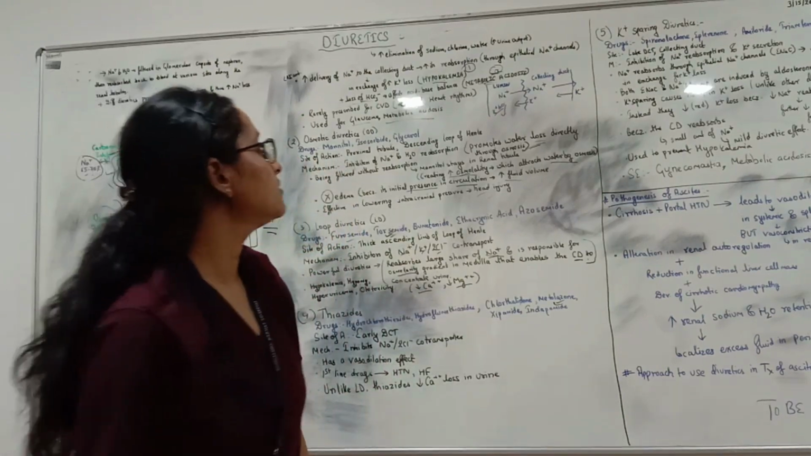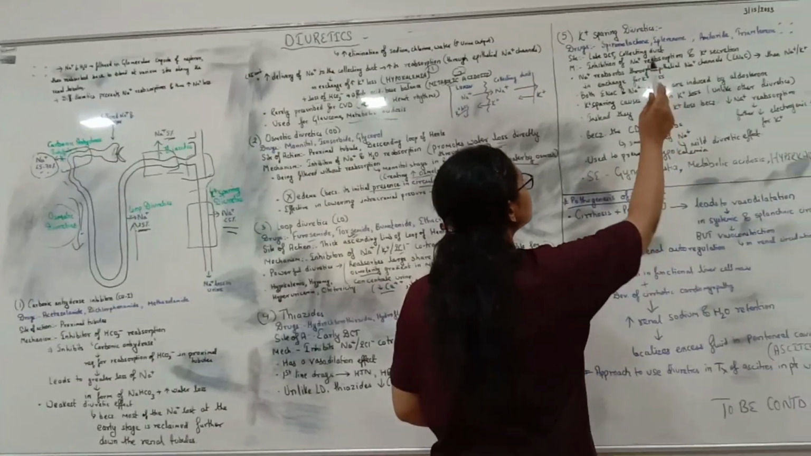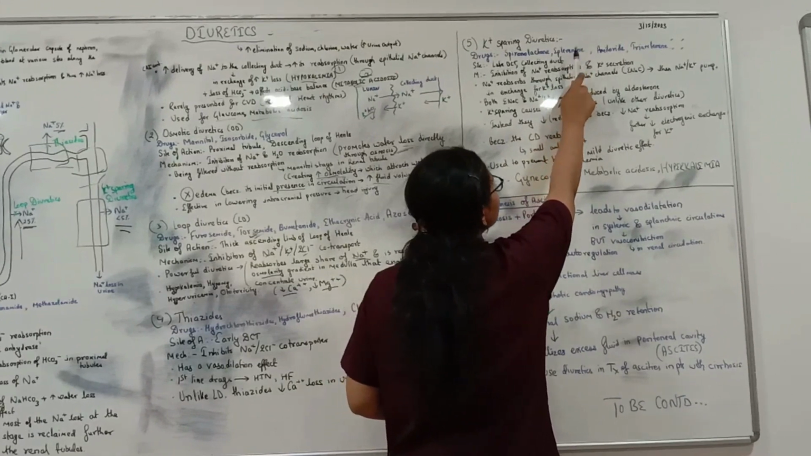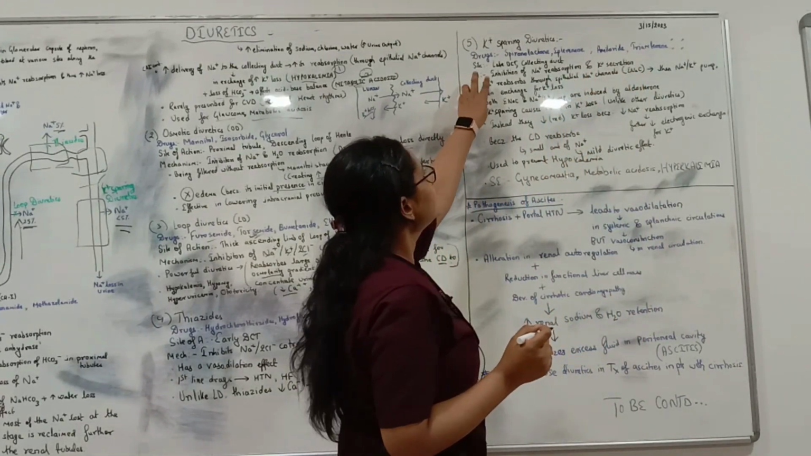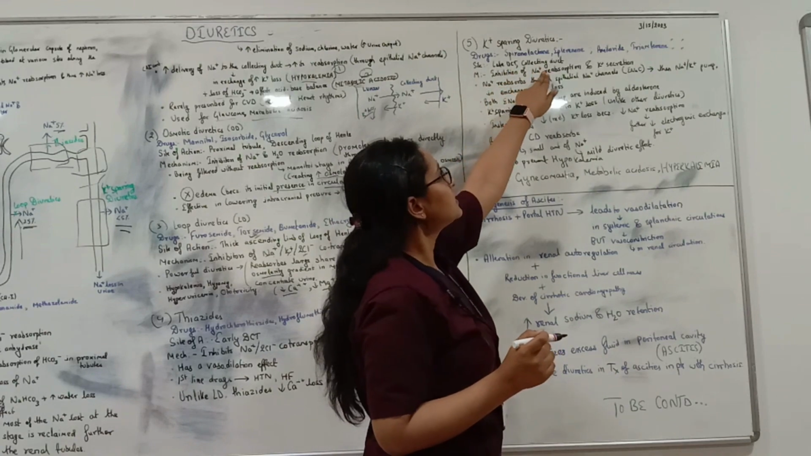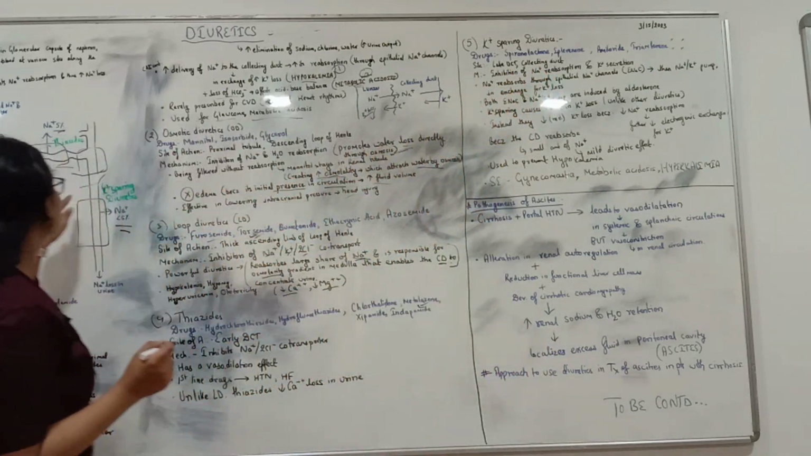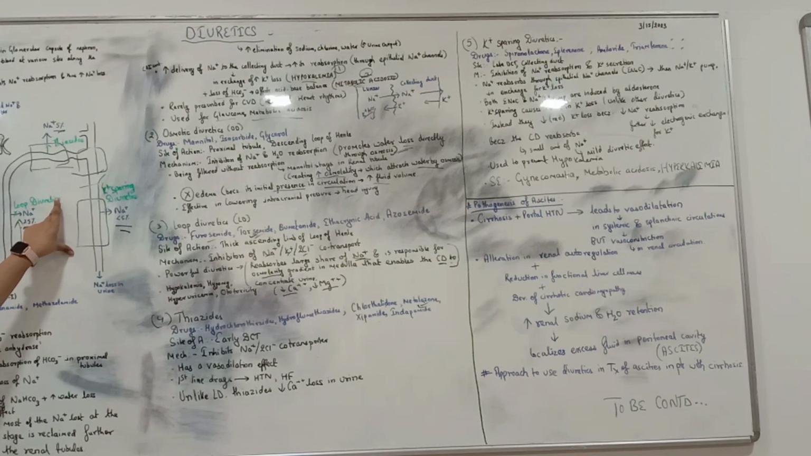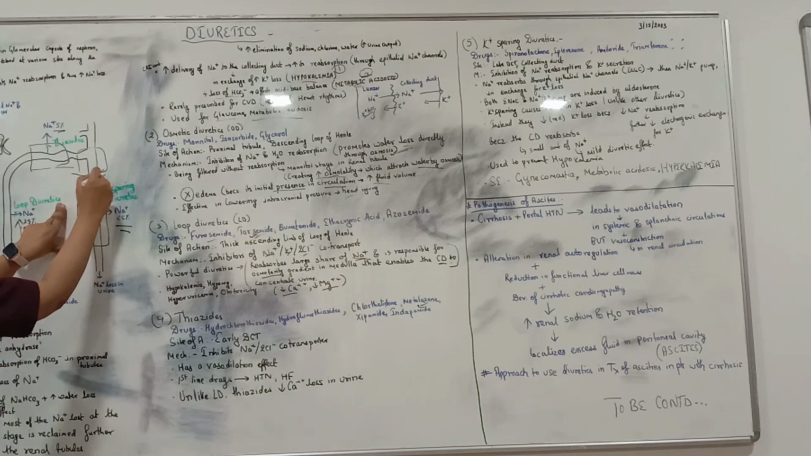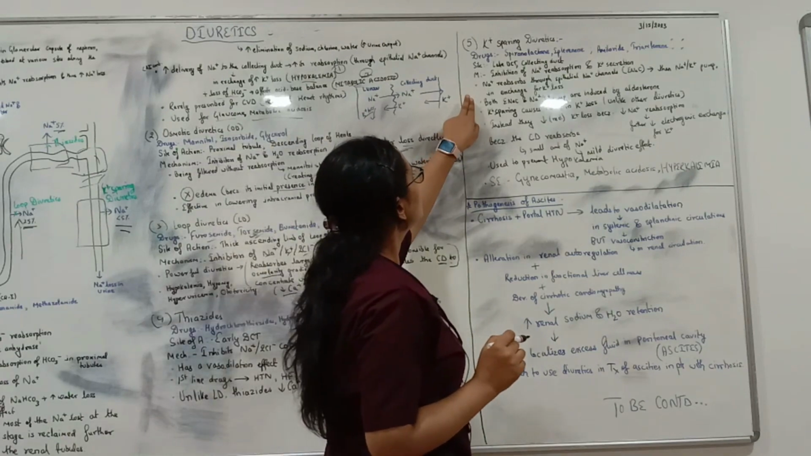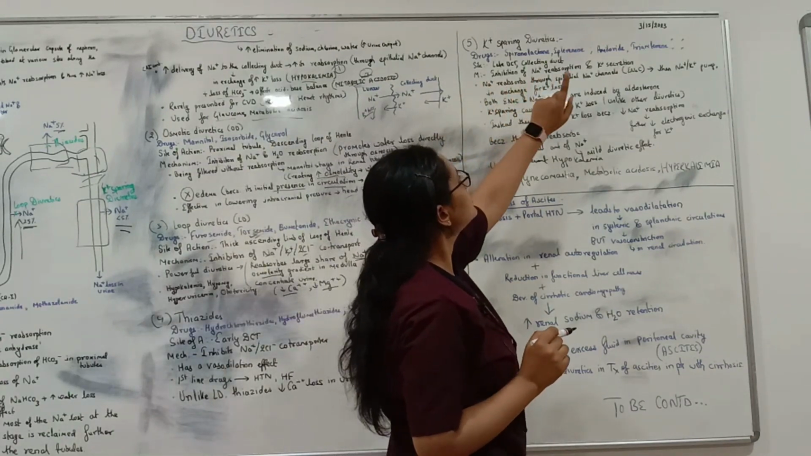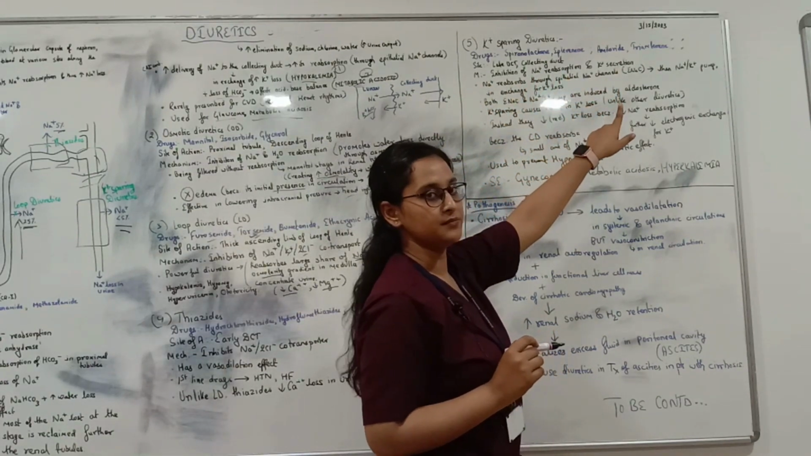Then let's come to the potassium sparing diuretics. The drugs are spironolactone, eplerenone, amiloride, and triamterene. The site of action is the late distal convoluted tubule and collecting duct. Potassium sparing diuretics act on the collecting duct and late distal convoluted tubule. The mechanism is inhibition of sodium reabsorption and potassium secretion.